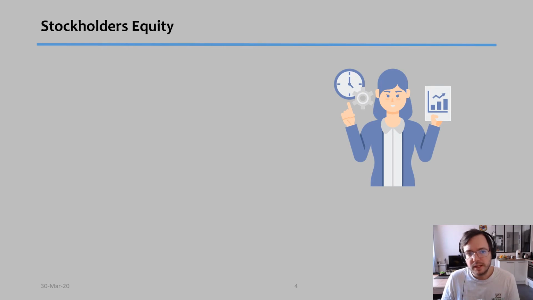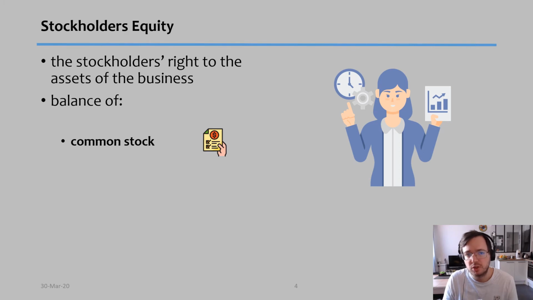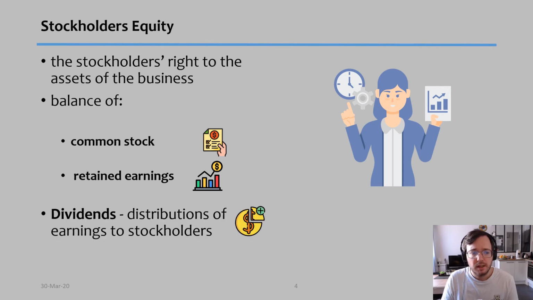So the third category is stockholders' equity, which is the stockholders' right to the assets of the business. In other words, it is the right of the owners of the business to the assets that the business has. In other words, their property. Okay. Now this is a balance between two things: the common stock that the stockholders have, in other words, how much of the business they actually own, and retained earnings, which is previous profits that the company has earned. We also consider in this category dividends, which is distribution of earnings to the stockholders. In other words, when an owner takes money out of the business for his personal use.